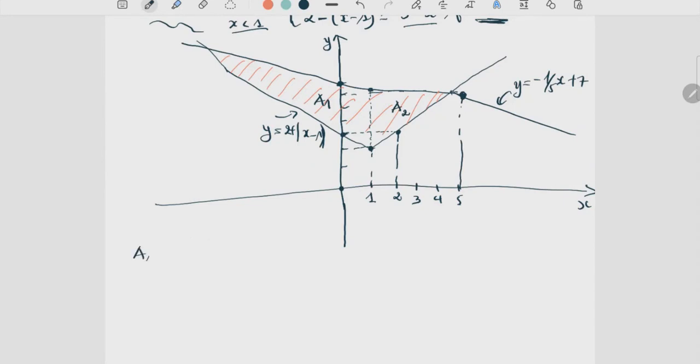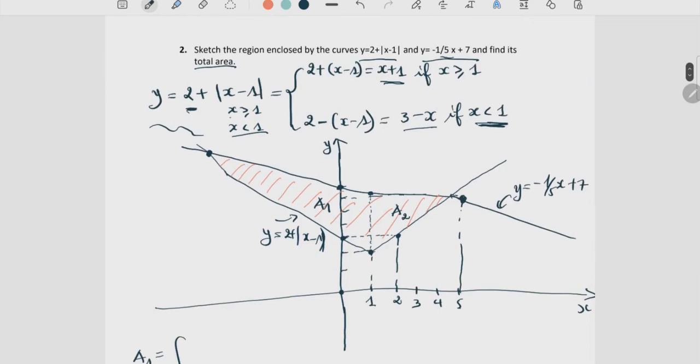So our area 1 will be the integral from the point of interception here, which, let's just quickly, I think it's even clearer if I just write different equations for the different sides of the piecewise function. So this side would be x plus 1. This side would be 3 minus x. So on that side, we're looking for the intersection between 3 minus x and negative 1 over 5 x plus 7.